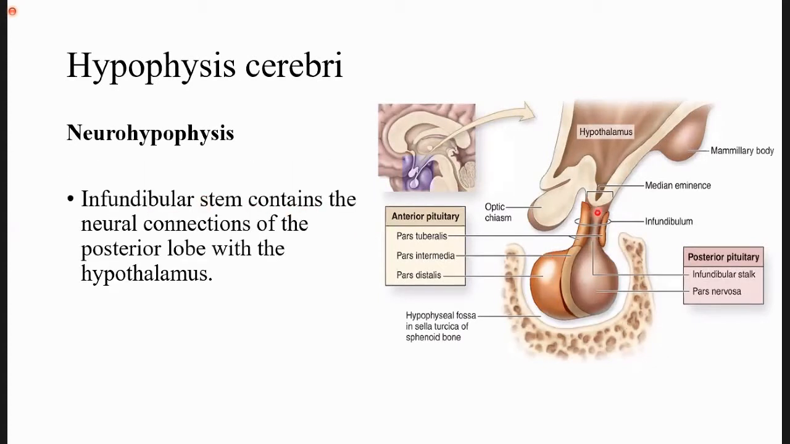Infundibular stem, it contains neural connections. Neural connections means it is composed of axonal fibers of the cells, the cell bodies of which are present in the paraventricular and supraoptic nuclei. So these are mainly the axonal fibers of these hypothalamic nuclei, and their axons are present in the infundibular stem. They are neural connections of the posterior lobe with the hypothalamus.